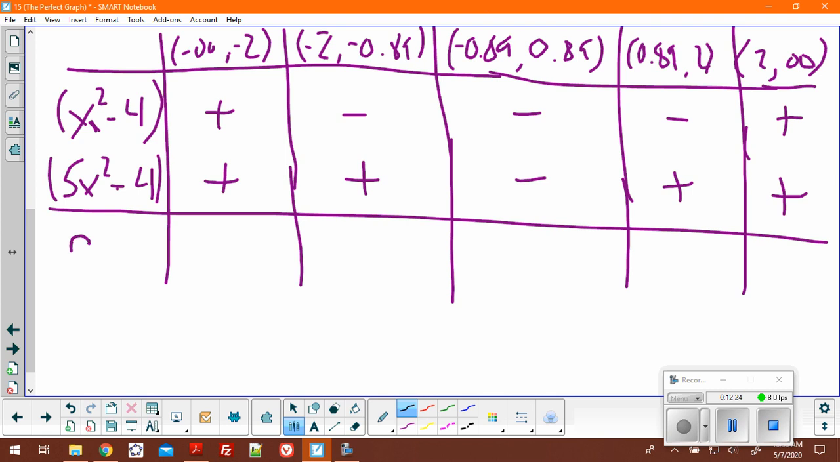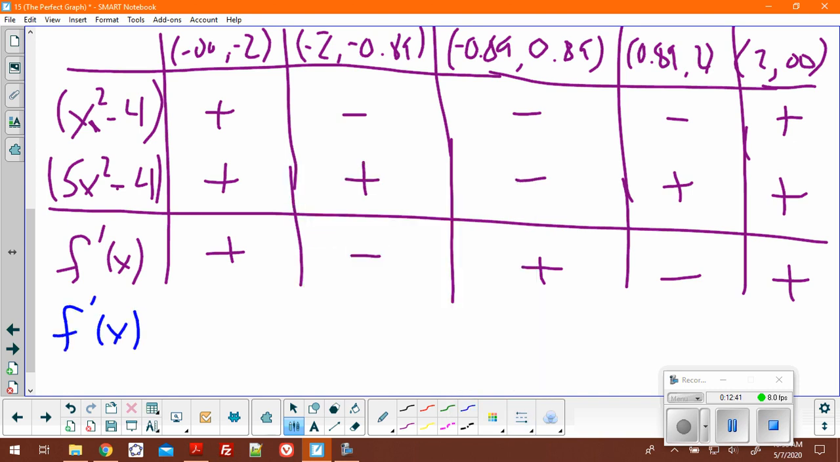So overall, for my derivative, f prime of x, I have positive, negative, positive, negative, positive. So that means on my original function, it was positive, so my function is increasing until I hit negative 2. Then it is decreasing until I hit negative 0.89. It is increasing again until I hit positive 0.89. It is decreasing, and then it is increasing.